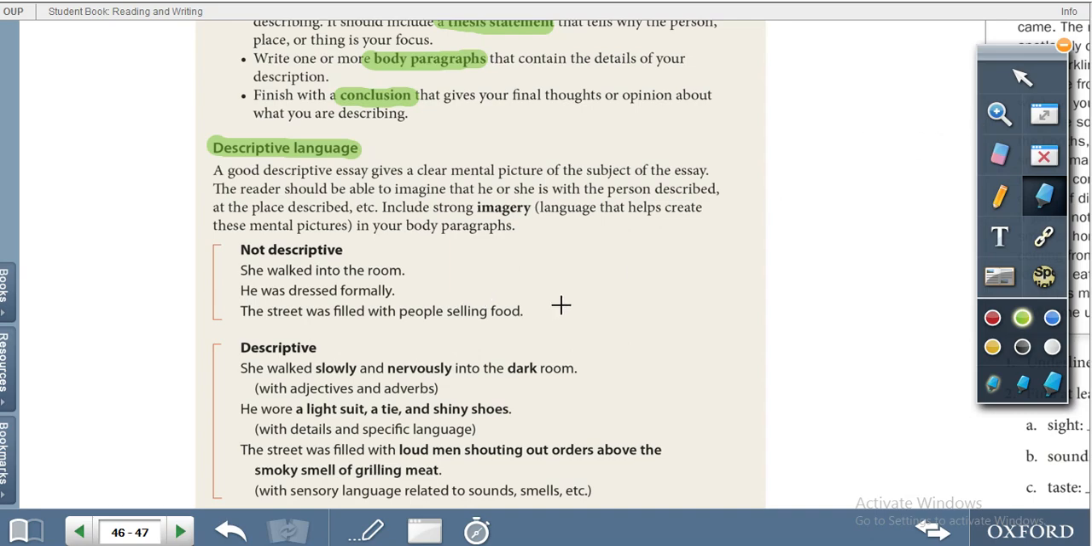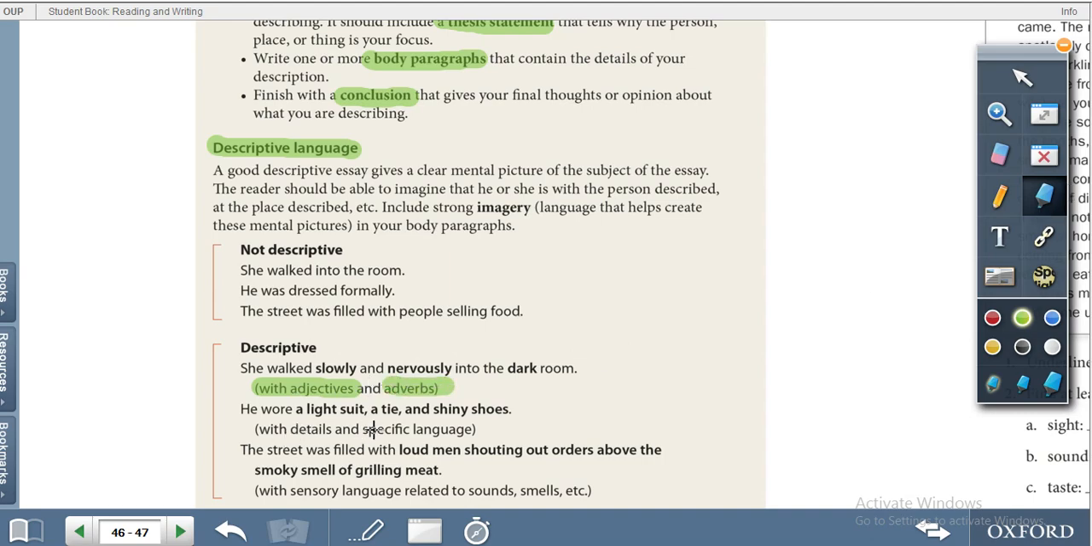For example, someone asks you to write, and you say, my classroom is very nice. It is not descriptive, I mean, that much. So you have to give more adjectives and adverbs and use sensory language to describe different things. For example, you are describing your favorite restaurant, so you have to use sensory language that is related to your five senses.